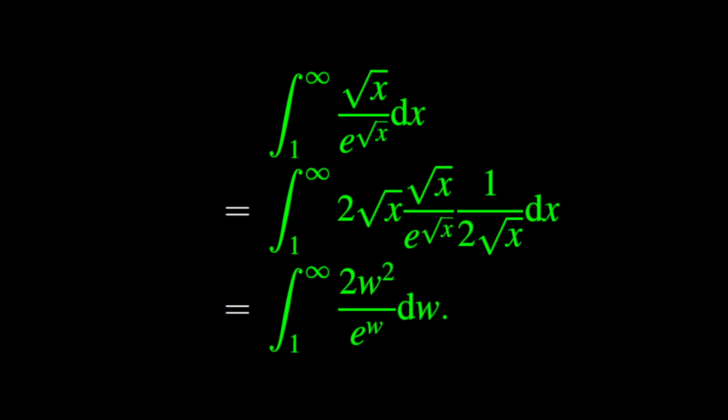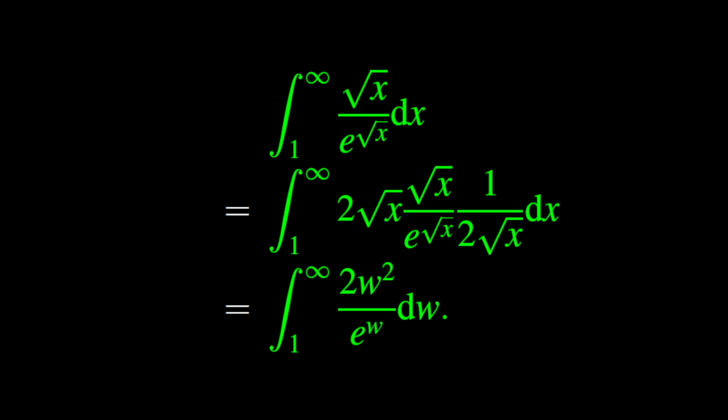So, we replace square root of x by w, and the fraction 1 over 2 times square root of x dx by dw. We then obtain the new expression of this integral as the integral from 1 to infinity of 2w squared, divided by exponential of w, dw. This new expression of the function to integrate is simpler than the original one. However, we still have to carefully figure out the best way to integrate this new function.